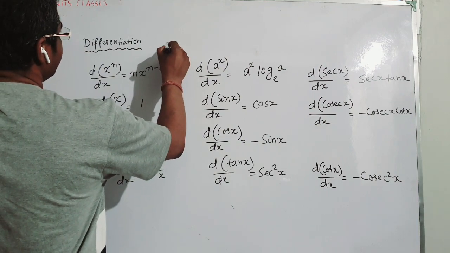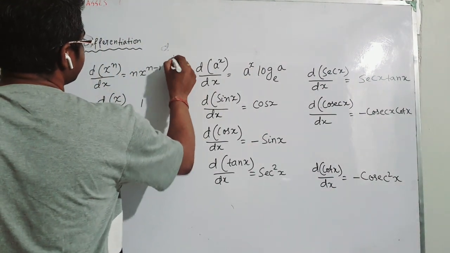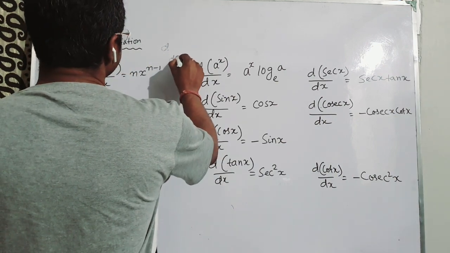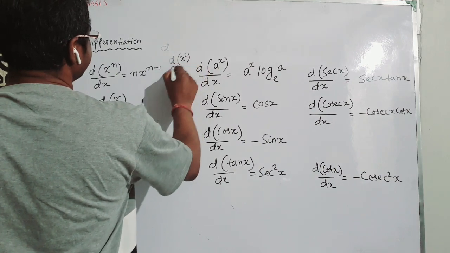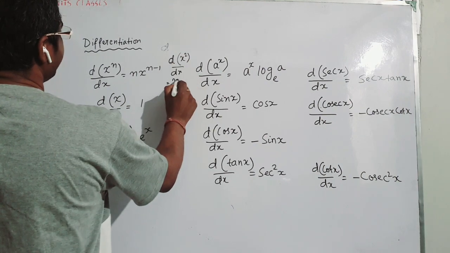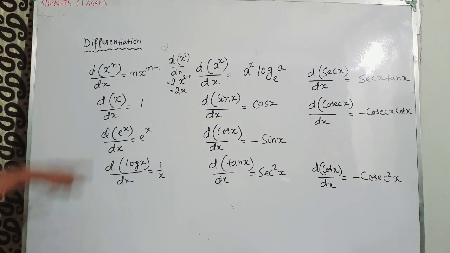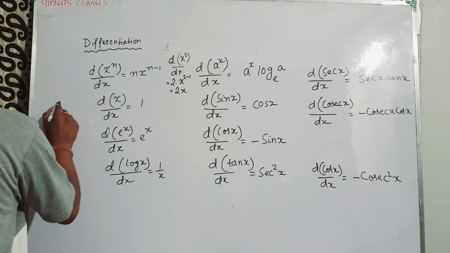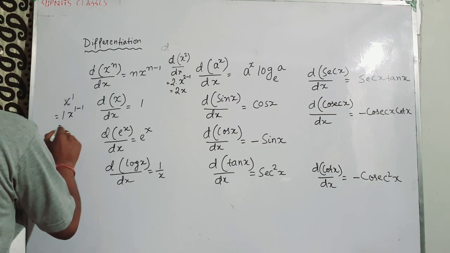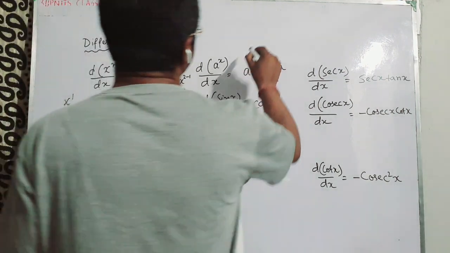If we want to differentiate x square, n is 2, so 2 will come down, and here 2 minus 1, so 2x. Correct guys? Understood? So in case of x, I have already shown here. See, x means x to the power 1, so 1 times x to the power 1 minus 1, that is x to the power 0, which is 1. Clear?